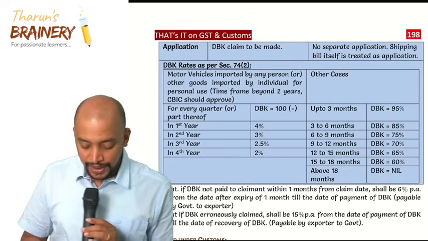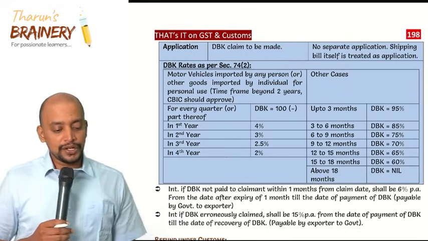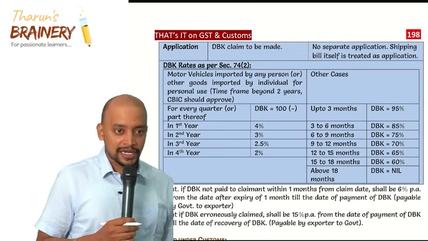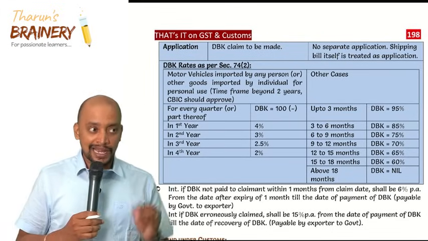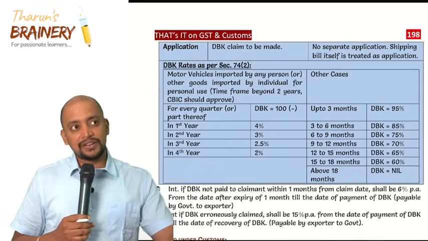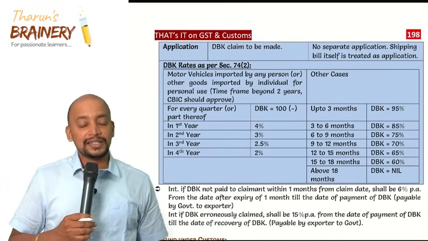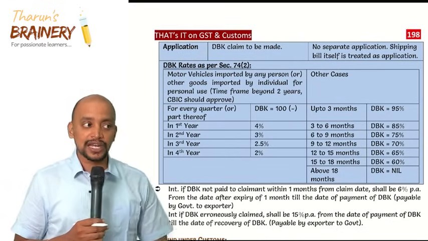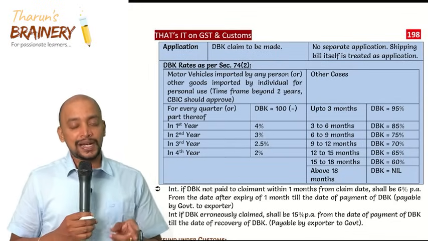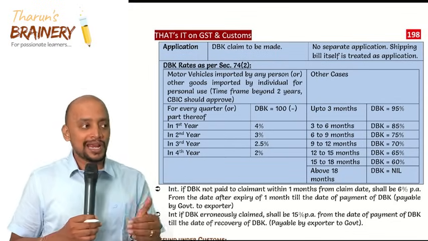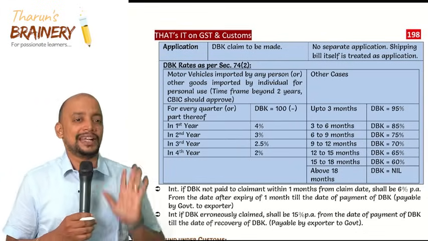For example, we used it for exactly 2 years, and thereafter we have exported it. Then in that case, how much duty drawback will we get? For every quarter or part thereof in the first year, how much do we need to reduce? 4. So 4 into 4, 16%. Then for the second year it will be 3. 3 into 4, 12. So 16 plus 12, 28%. So if 28 goes, the remaining 72% we will get as duty drawback.